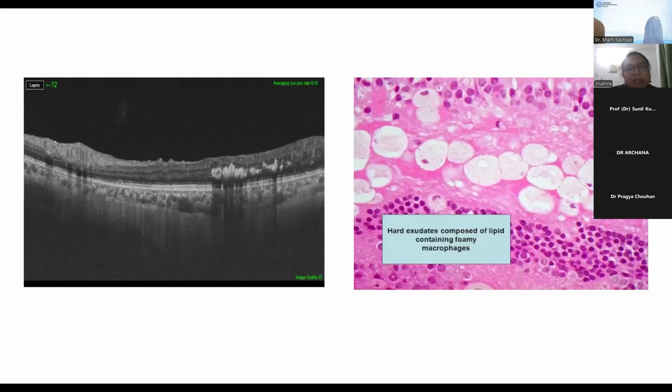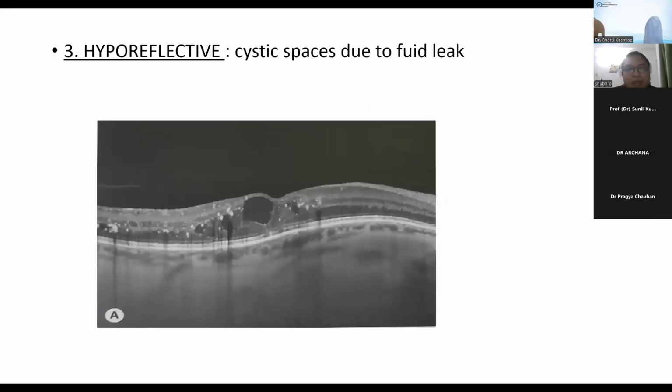You can see the left picture is the OCT picture. The right picture is the histological section. And very beautifully, you can see it's almost a similar picture where you can see these lipid-laden macrophages on the histology section, and you can see clumps of hard exudates on the OCT. What is hyporeflective? Now, hyporeflective, as mentioned, will be any fluid. Here you can see this fluid is in the inner retina, and these are cystic spaces due to fluid leak. So this is a central involving macular edema.